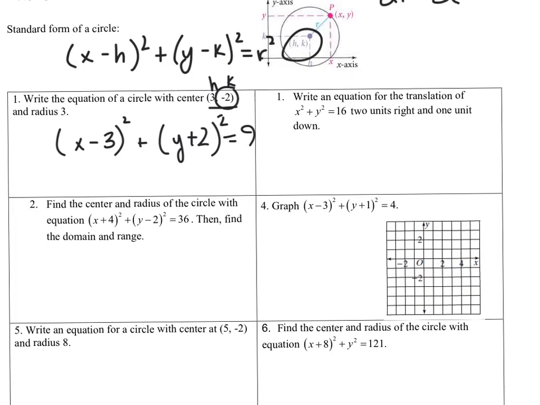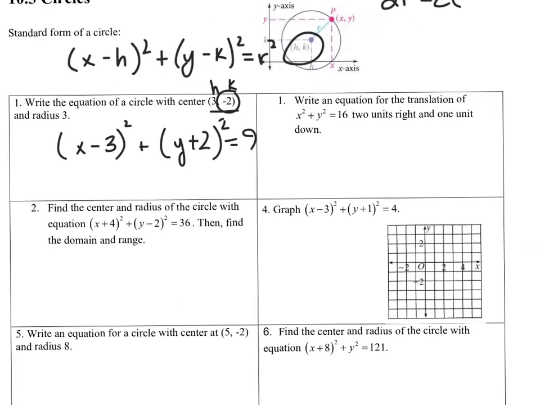Second number one, this should be 2, 3, 4. Write an equation for the translation of x^2 + y^2 = 16, 2 units right and 1 unit down. What that means is we know our radius is 4. But we're going to shift this circle that's centered about the origin and has a radius of 4. We're going to shift it 2 right and 1 down.